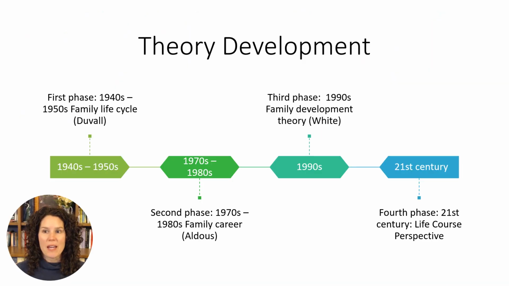So this theory has had basically 4 different iterations or phases. We're really just going to be focusing on the first one, the family life cycle by Duvall, and the most current one, life course perspective.